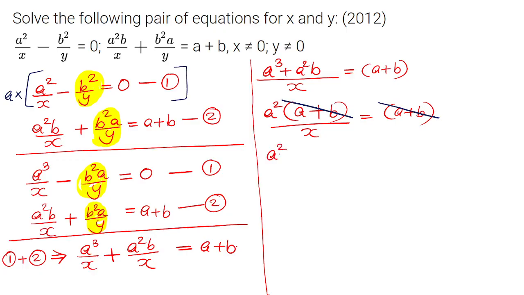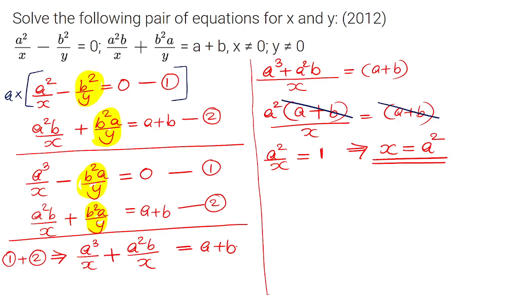So a square by x is equal to 1. A square by x equal to 1. Do the cross multiplication. X into 1 will be a square. I got the value of x.